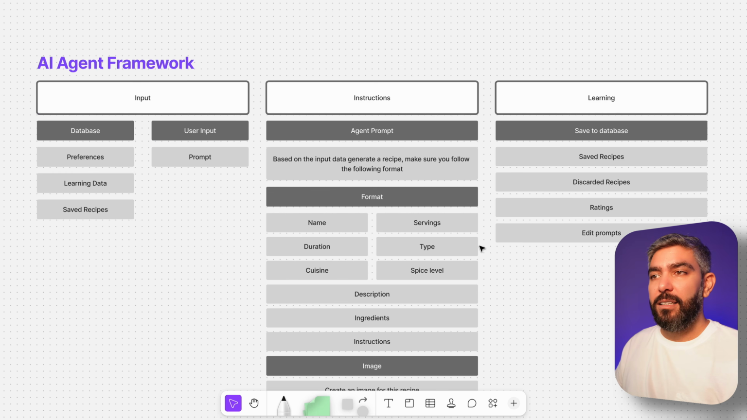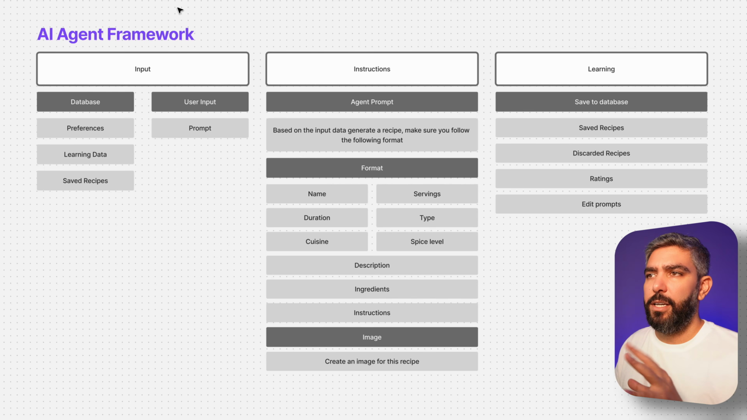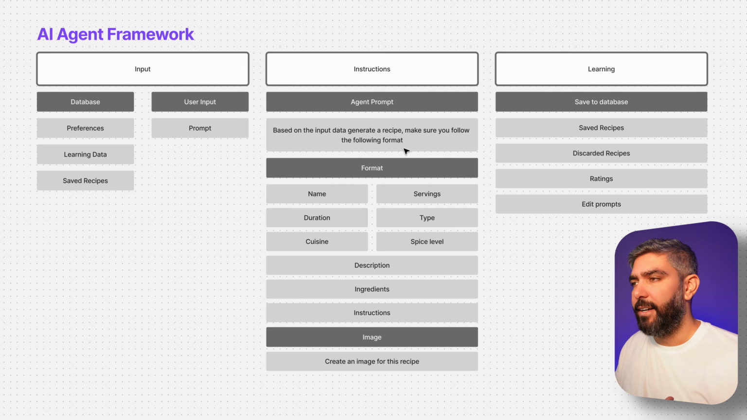And then I created a framework for the AI agent. And this is important because you need to set the limits and the scope for the AI agent to work with. So here I'm setting what the input looks like for the AI agent. It's going to look at the database and at the user prompt. And then we have the instructions for the AI agent, what to do with this information, and what's the format of the output that we want out of the agent. And the third part of this agentic framework is the learning part.